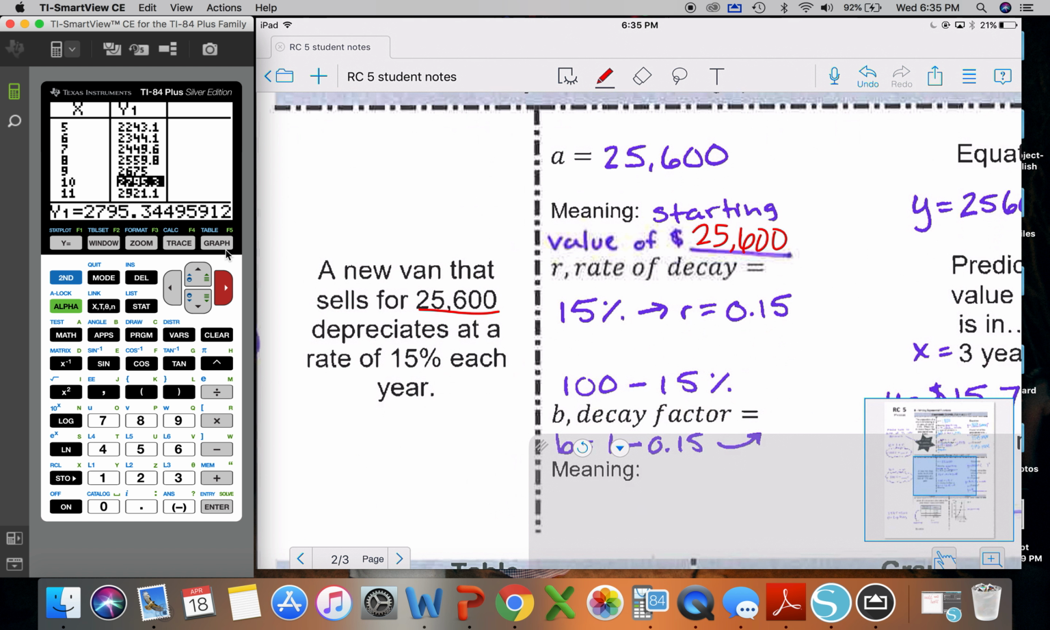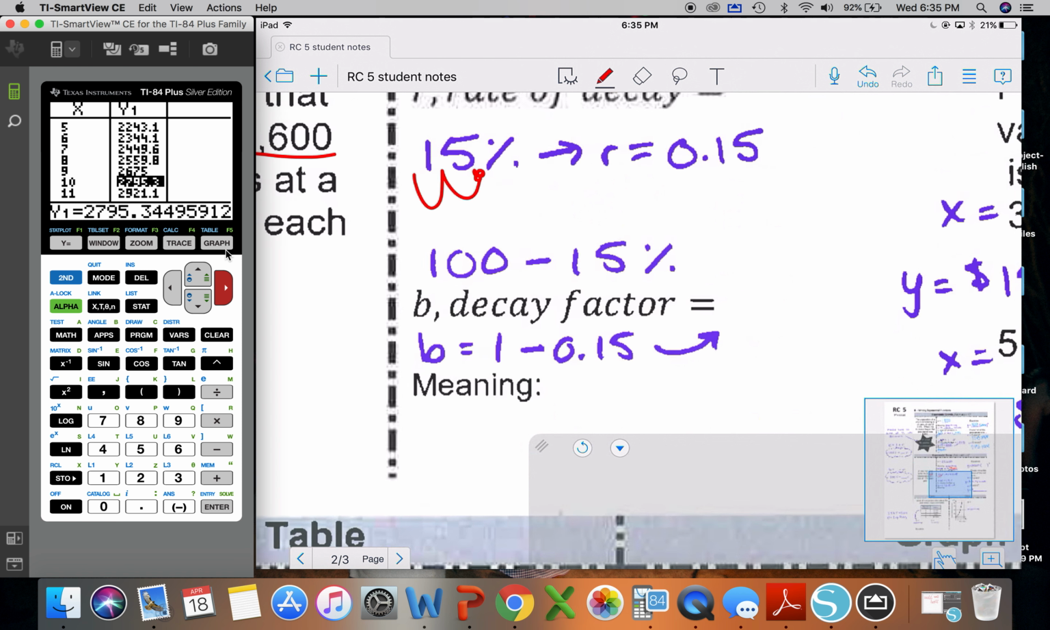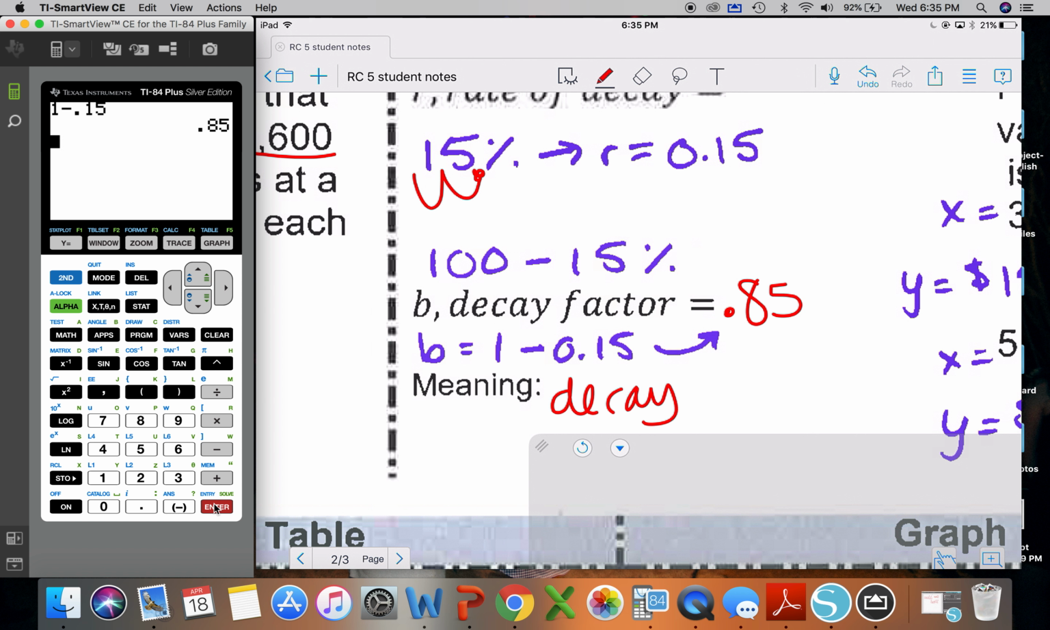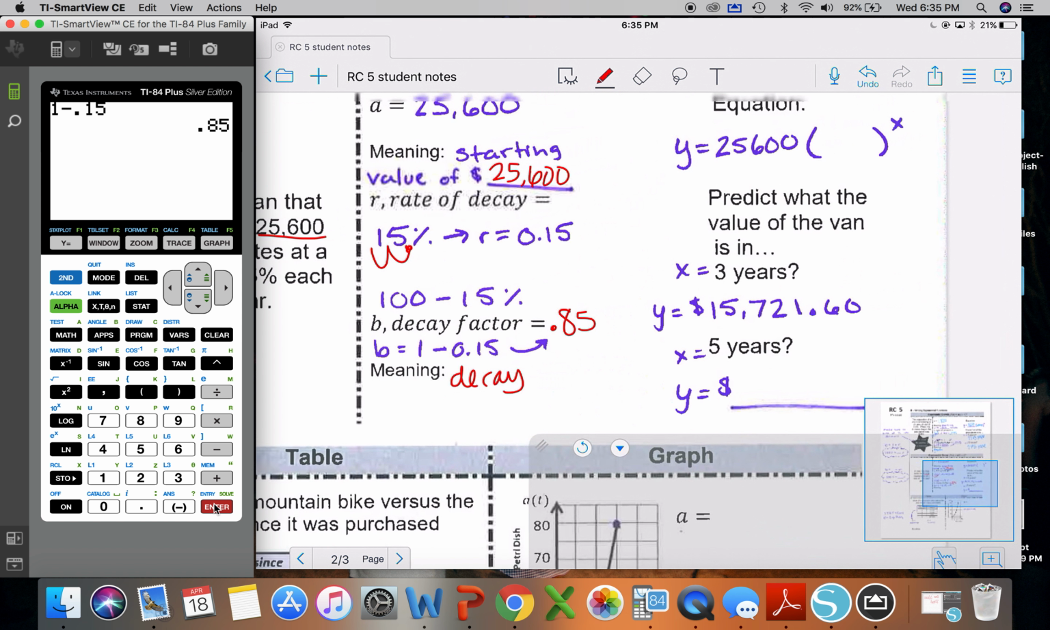My rate of decay is 15%. Remember, we turn it into the decimal by moving it to the left, to the left. So my decay factor will be 1 minus 0.15, which is 0.85. If you don't believe me, plug it into the calculator. 1 minus 0.15 is 0.85. And this means that it is decaying.